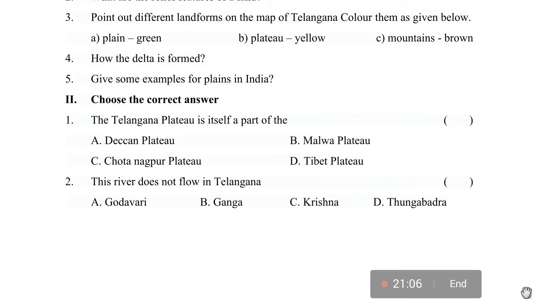Second one. This river does not flow in Telangana. Which river does not flow in Telangana in the given options? A. Godavari, B. Ganga, C. Krishna, D. Tungabhadra. Godavari river flows in Telangana. Krishna river flows in Telangana. Tungabhadra river flows in Telangana. But here, option B, the Ganga river, does not flow in Telangana. It flows in northern India. So the option is B, Ganga.